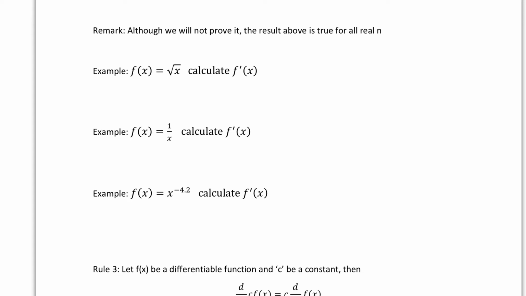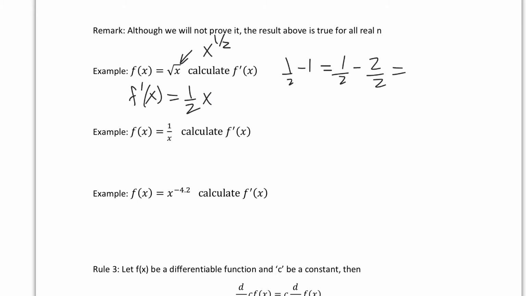Now, although we will not prove it, this result is actually true for all real n. So it's true when x to the n is maybe x to the 10, but it's also true when you have something like the square root of x, because the square root of x could be rewritten as a power. This could be written as x to the 1/2. So to calculate f prime, we use the same rule. We bring down the power, and we subtract 1 from the power. Well, 1/2 subtract 1, we've got to do a little fraction work on the side. That'll be minus 2 over 2, which will be minus 1/2.